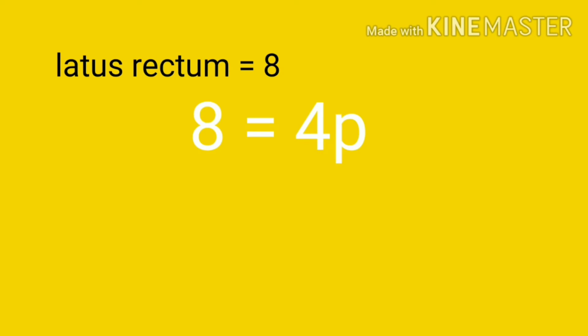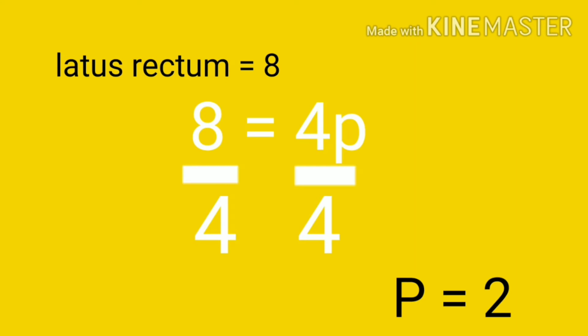To solve for h and k, let's consider the vertex given. From the table, we know that the vertex of a vertical parabola is given by (h, k), so h is now equal to 2 and k is equal to 4. Now consider that the latus rectum is equal to 8. Based on the property of a vertical parabola, the latus rectum is equal to 4p. To get p, we divide both sides of 8 equals 4p by 4, so p is now equal to 2.